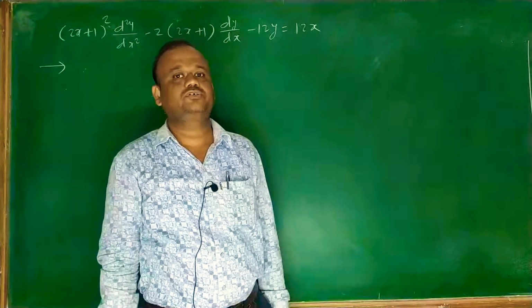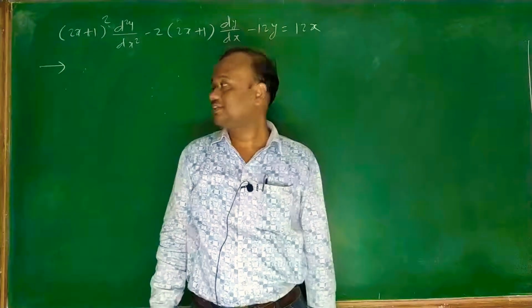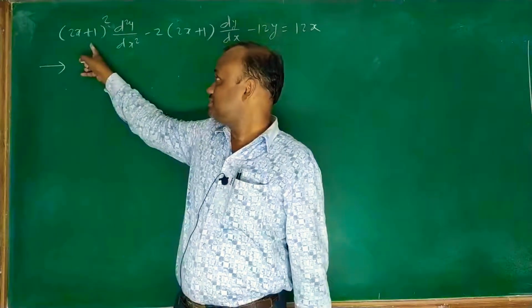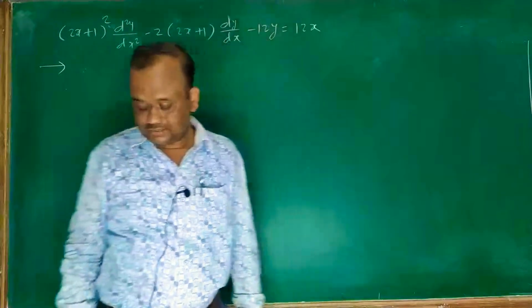Today we are going to take some problems on Legendre differential equation. So the problem is: solve (2x plus 1) whole square d square y by dx square minus 2 times (2x plus 1) dy by dx minus 12y is equal to 12x. So how do we write the solution of this Legendre differential equation?